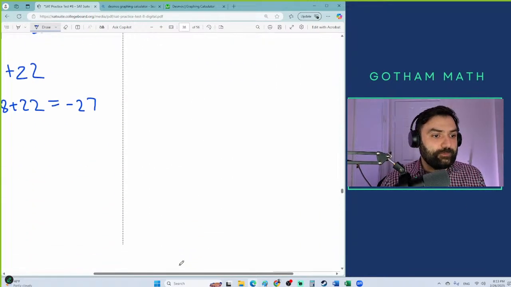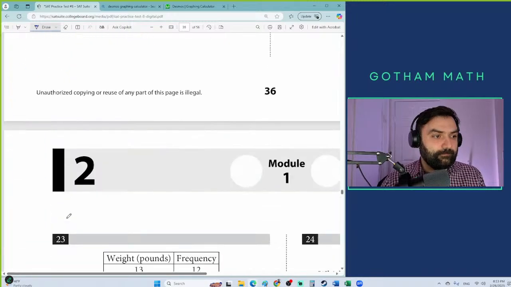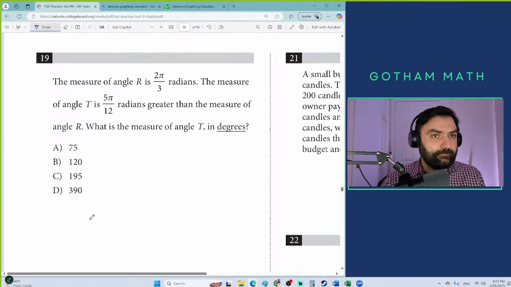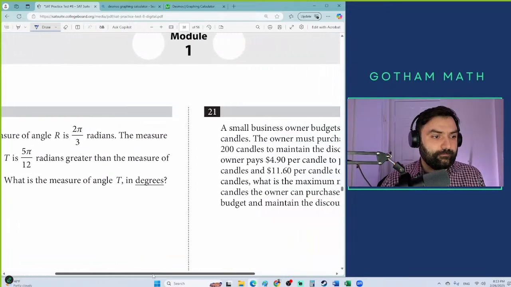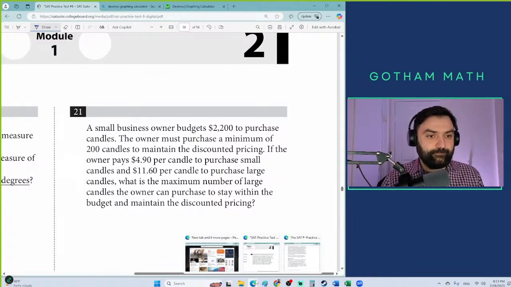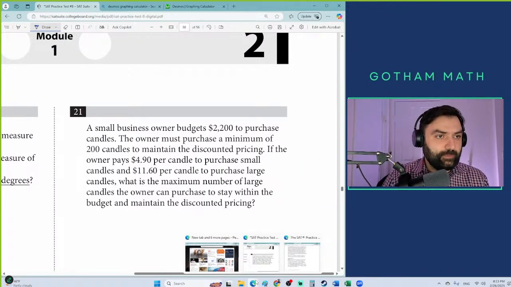Number 21. Number 21, and we're doing it right now.